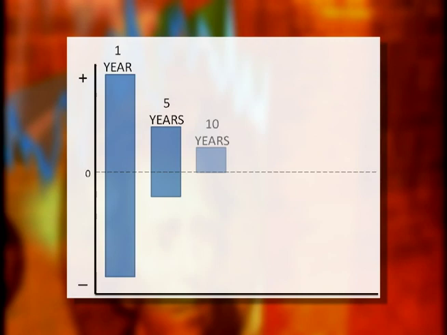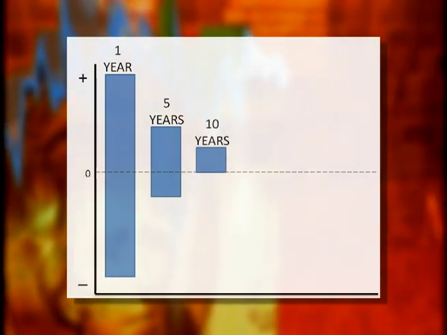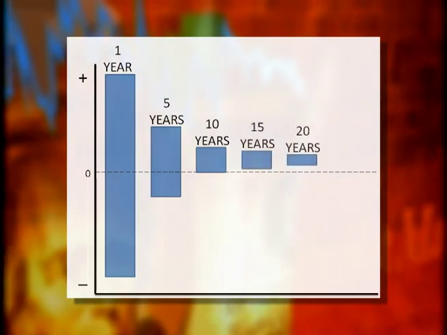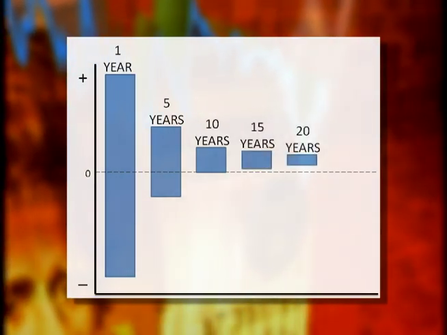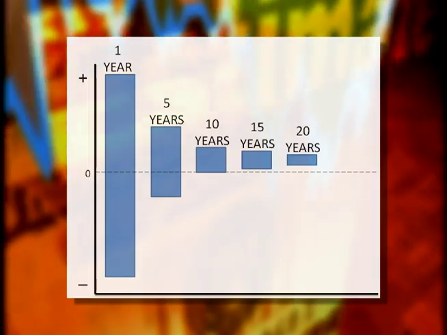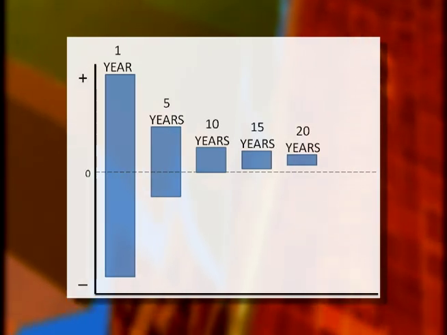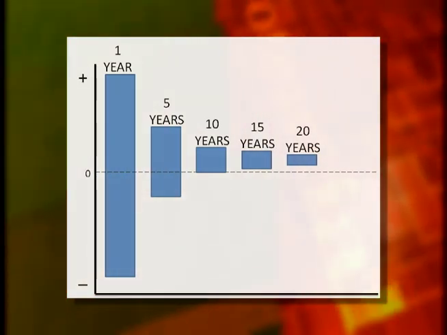The roller coaster almost completely flattens out when we look at 10-year rolling time periods, and by the time we look at 20-year rolling time periods, the predictability of positive investment performance becomes very, very high. From a statistical, historical point of view, investment returns become much more predictable over longer periods of time.